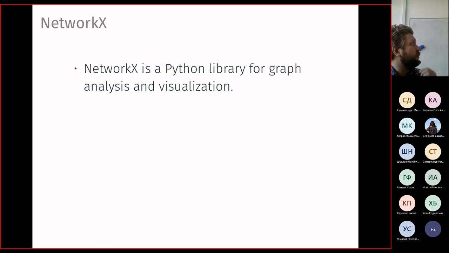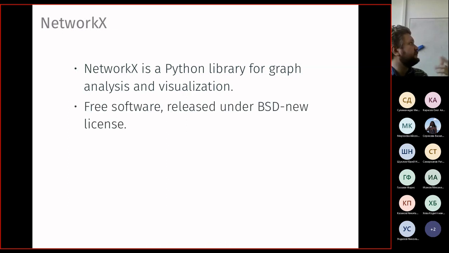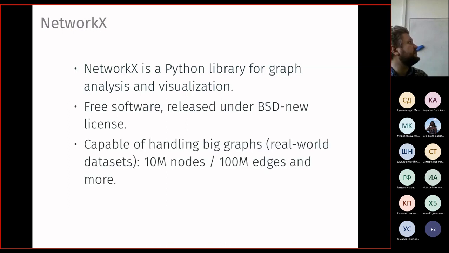Network X. So we'll use Network X as a Python library for analysis and visualization of graphs. It's free software, released under the BSD new license, capable of handling real-world data sets. As they advertise, 10 million nodes is okay for them, and it will not fail on that. And this means that you will have something like 100 million edges. You see, this says that your graph is quite sparse, that the average degree is something close to 10, because otherwise you would have to square this 10 million, which would be huge. But in real networks this is the usual case.